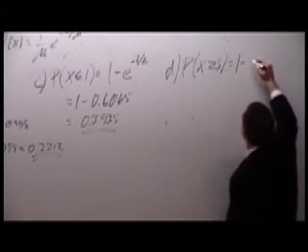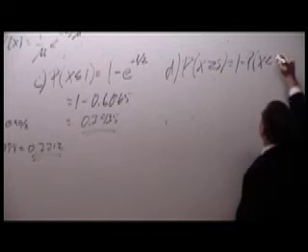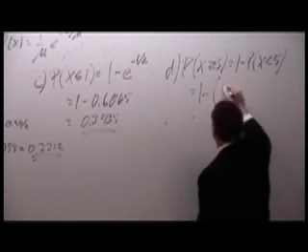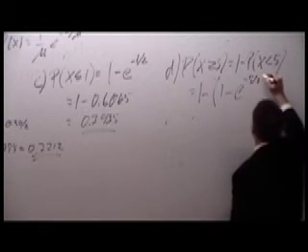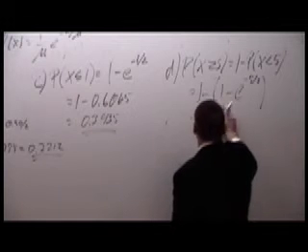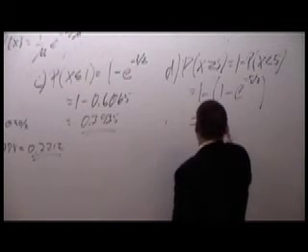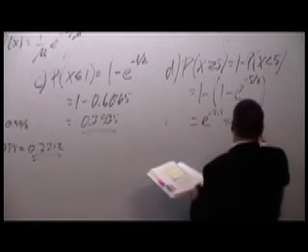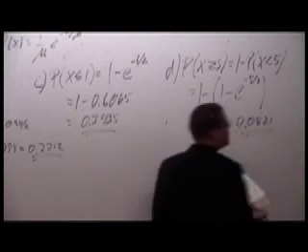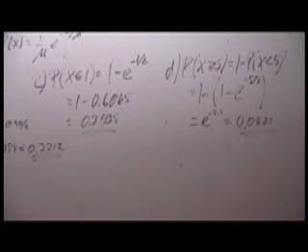1 minus e to the, very good. 1 minus the probability that x is less than 5, which is 1 minus e to the what? Minus 5 over 2. Excellent. And then 1 minus 1, of course, is 0. Minus minus is positive. So that's just e to the minus 2.5, or roughly 0.0821. So again, in line with expectations.